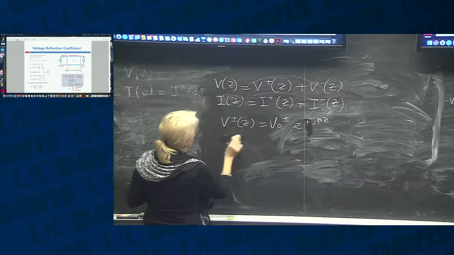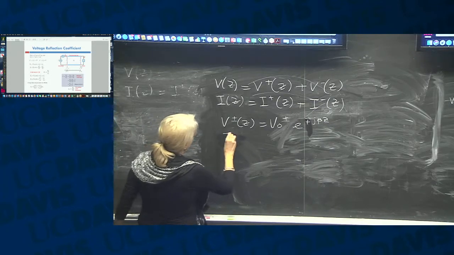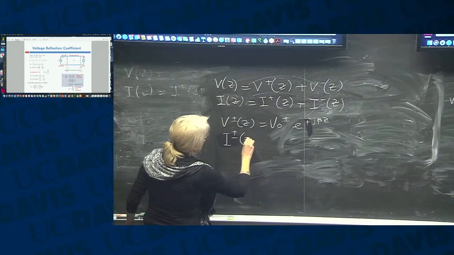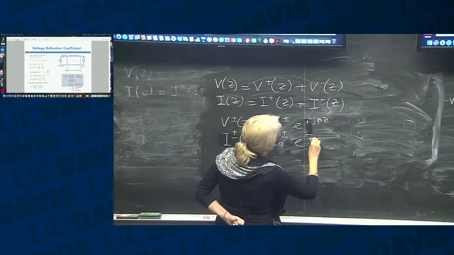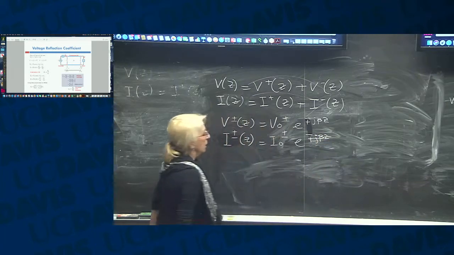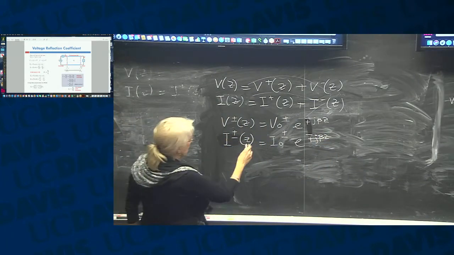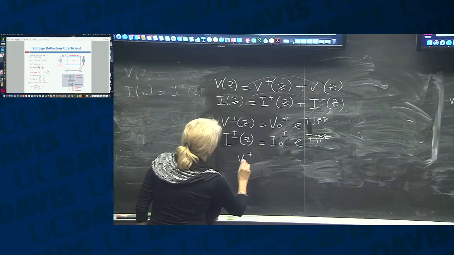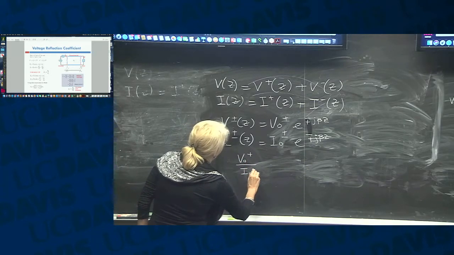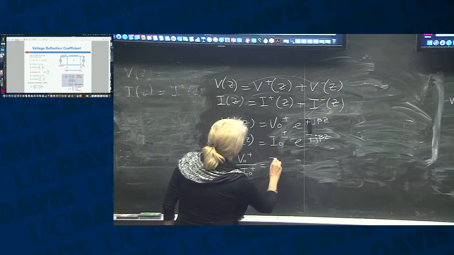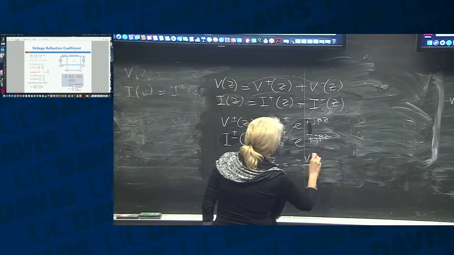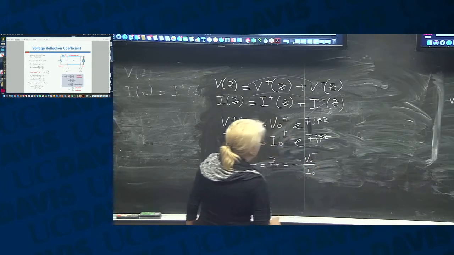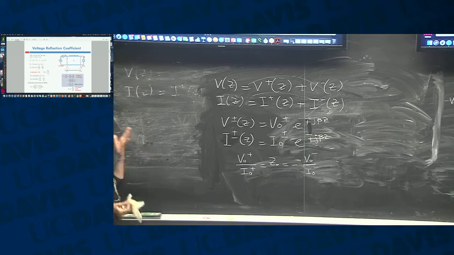So we don't write four equations. And I plus or minus of Z will be I naught plus or minus e to the minus or plus j beta Z. What else do we know? We know that V naught plus over I naught plus equals Z naught, which is equal to minus V naught minus over I naught minus. This is what we know. These are all the equations we need.